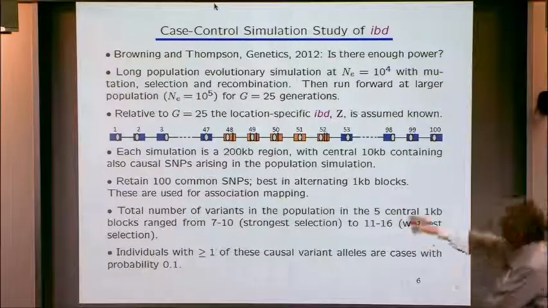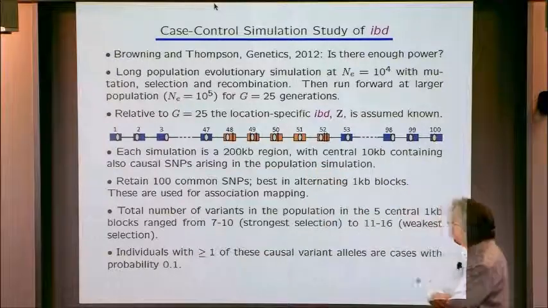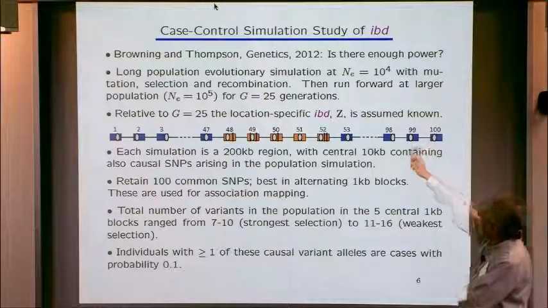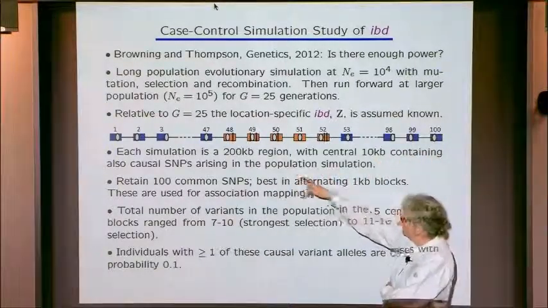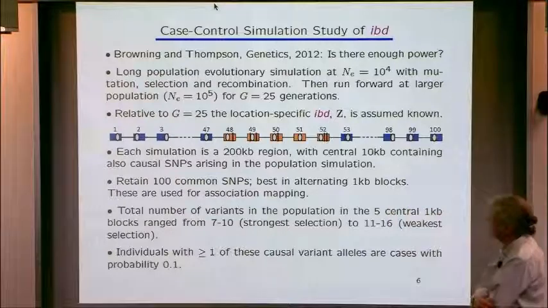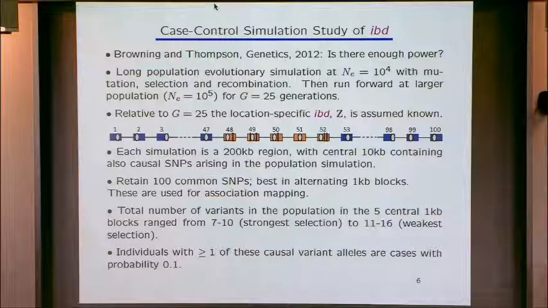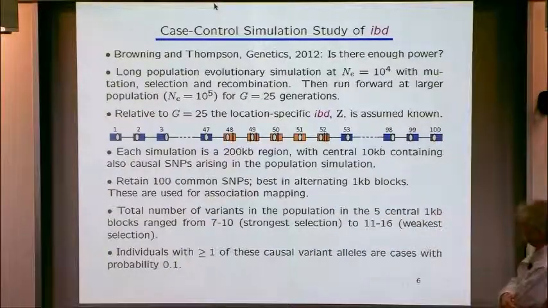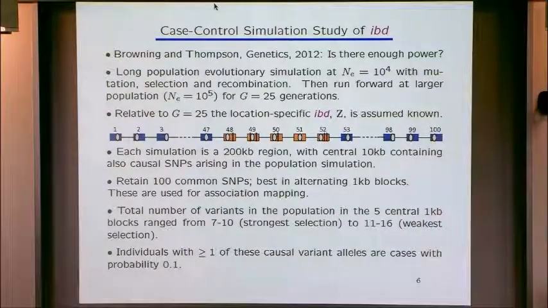And the central kilobase, you could think of these as a very artificial five exons of a gene. That's where the causal SNPs are. And to have marker SNPs, she took the most informative one that arose in each of these 1 kilobase blocks. So we've got 100 nice marker SNPs. We didn't want to do down association mapping.